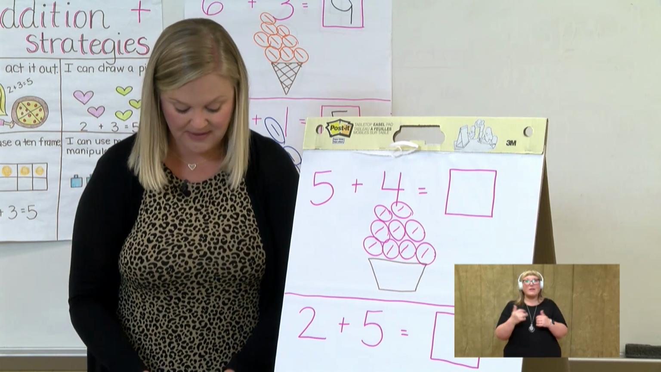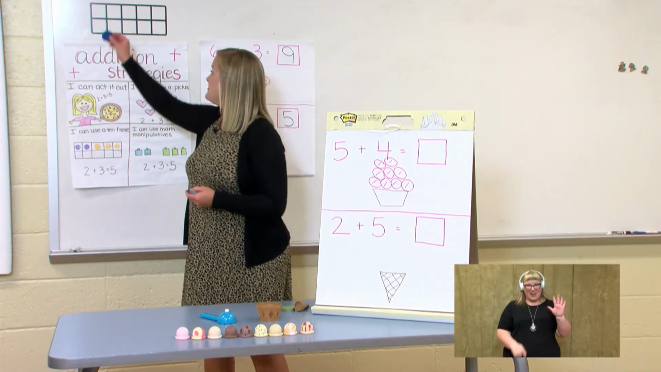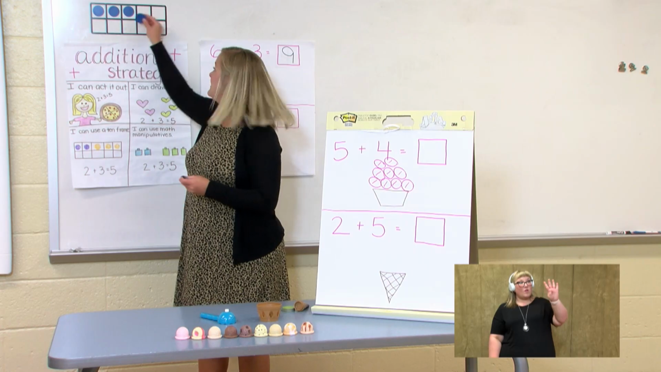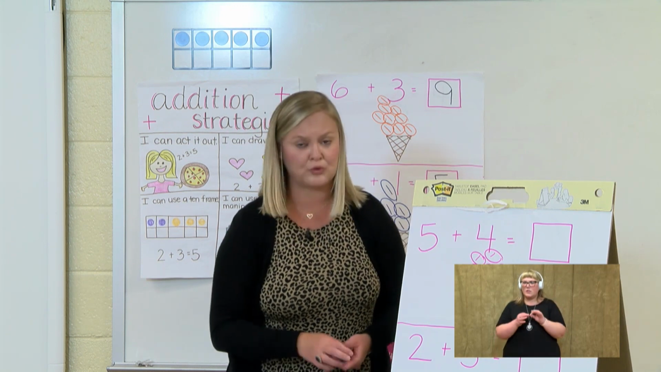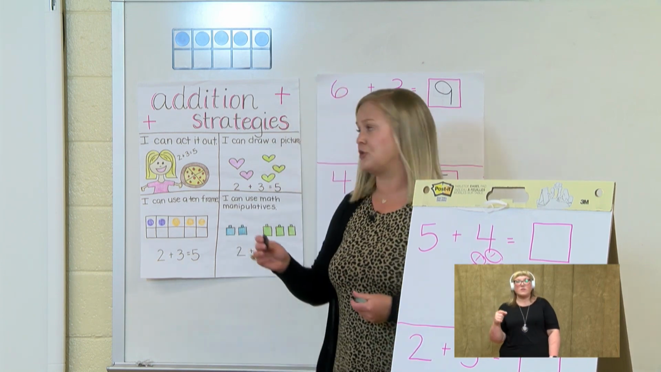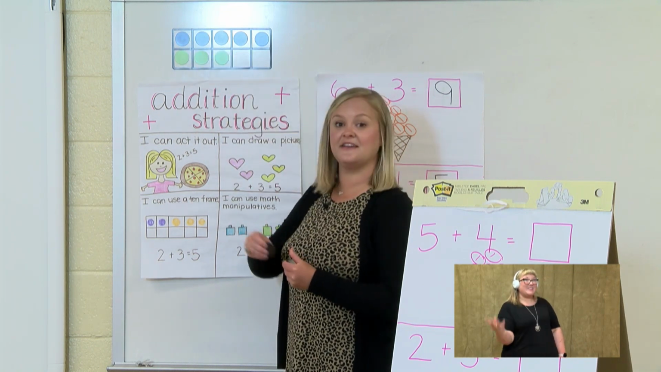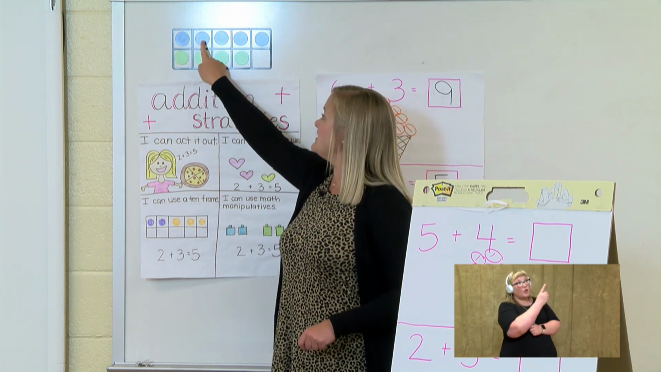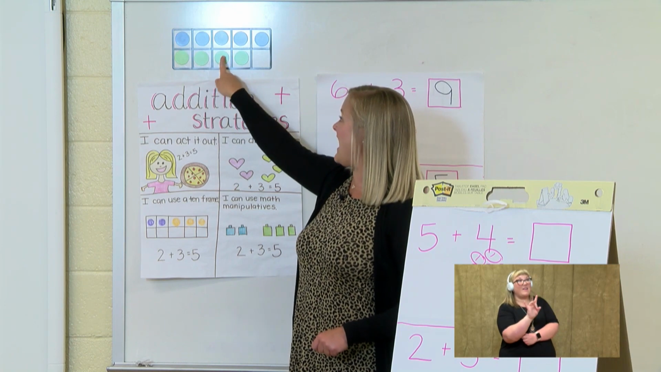Now let's try it with our tens frame. How many blue dots do I need to put in my tens frame? 5. Good job. 1, 2, 3, 4, 5. All right, so let's read our number sentence again because I forgot how many green dots I'm going to need. 5 plus 4. Okay, so let's put 4. Count with me as I do 4 green dots. 1, 2, 3, 4. Good job. Let's count all of our dots in our ten frame. 1, 2, 3, 4, 5, 6, 7, 8, 9.